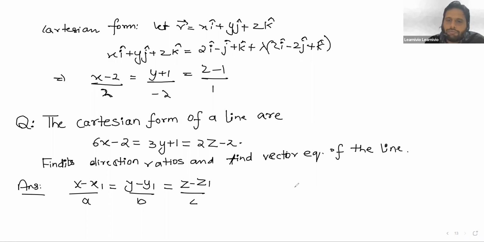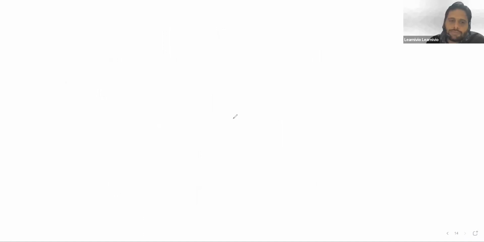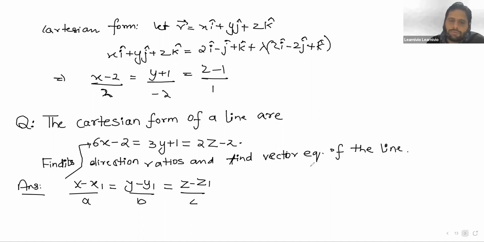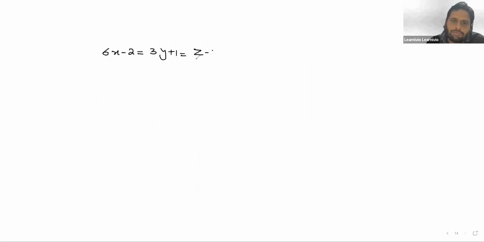Okay. Now, if you compare this equation with this, what is the difference? Here the coefficient of x is unity. Here the coefficient of x is 6. Okay. So you need to take out the 6 common. Now, what's the equation you have? Equation is 6x minus 2 is equal to 3y plus 1 is equal to z minus 1 by 1.